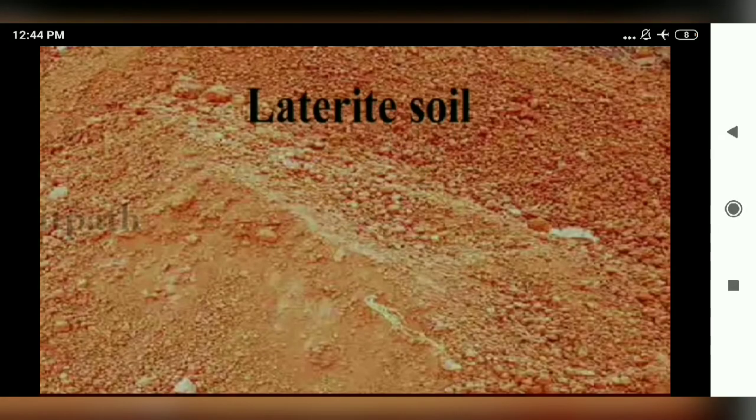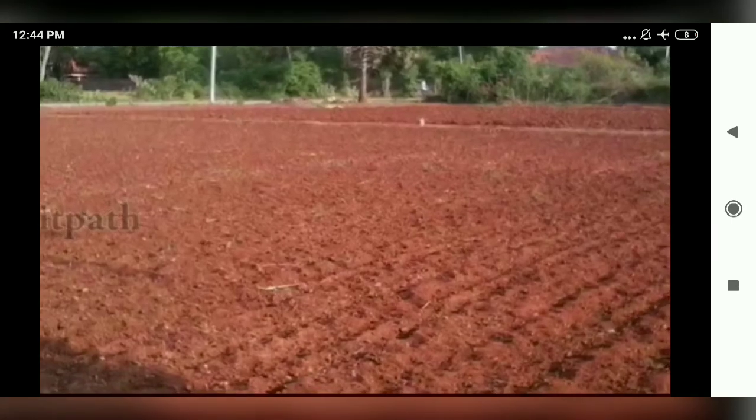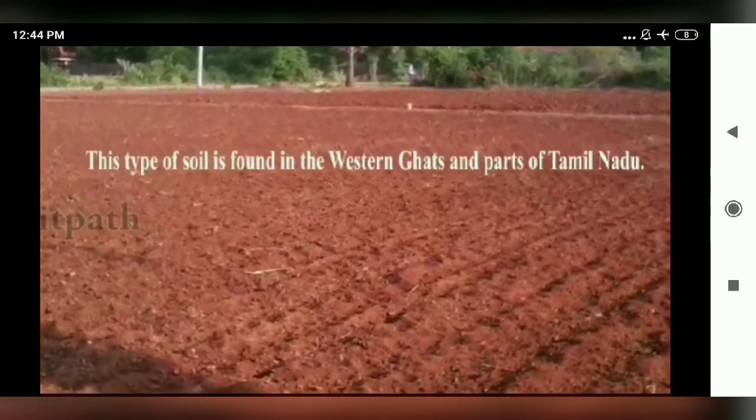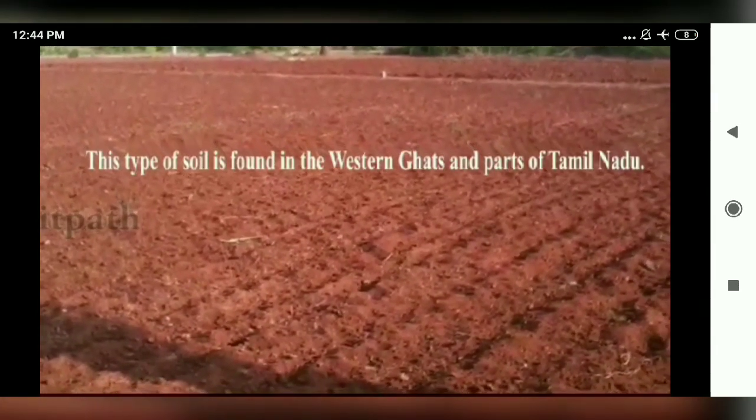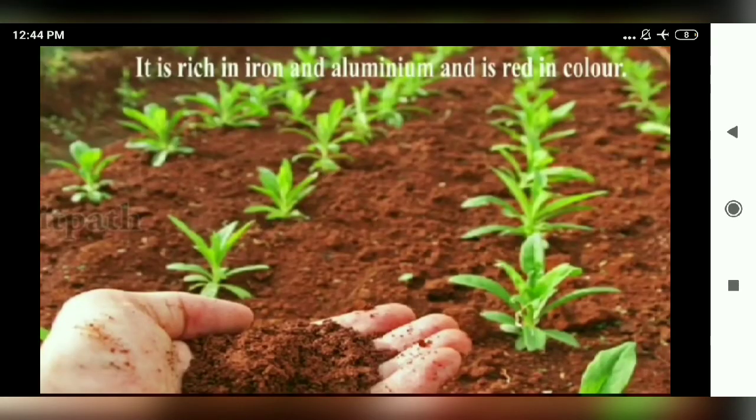You have the laterite soil, that is the fourth point. It is red in color, and it is found in regions such as the Western Ghats and parts of Tamil Nadu, and it contains a rich amount of iron and aluminium, and so it has the red color.